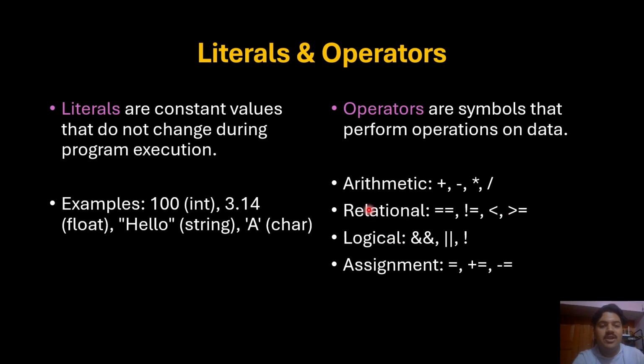Common types of operators are arithmetic operators: plus, minus, asterisk, which is used for multiplication, and slash, which is used for division. Same with relational operators, which are used to compare the data. Logical operators are used for logical reasoning. Assignment operators are used to assign values. So these are like this.